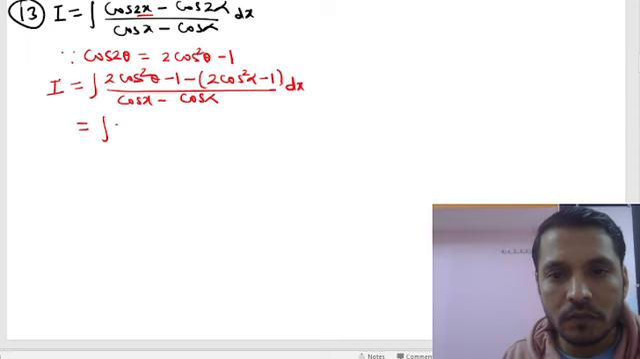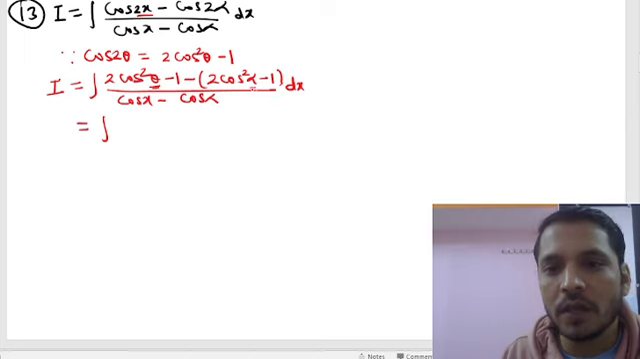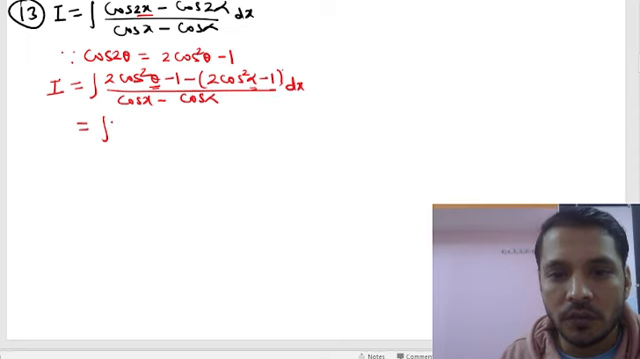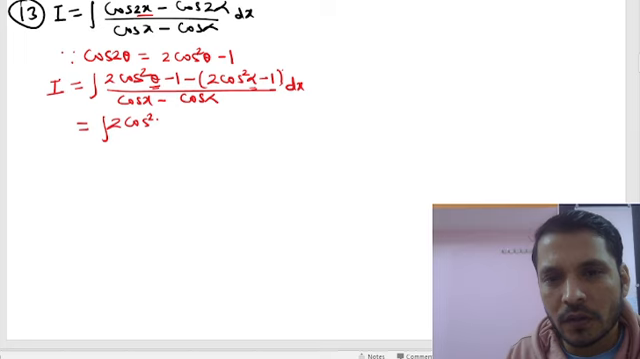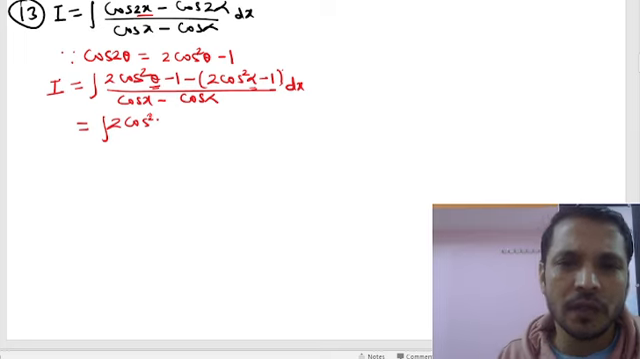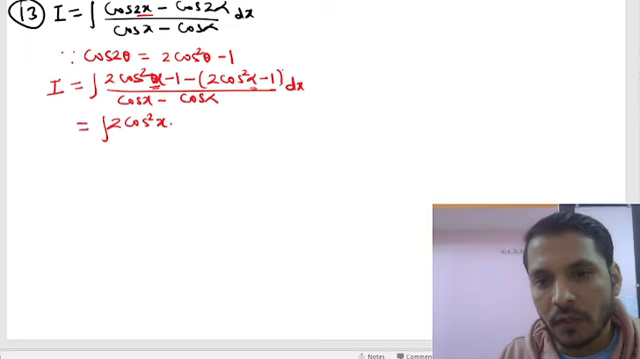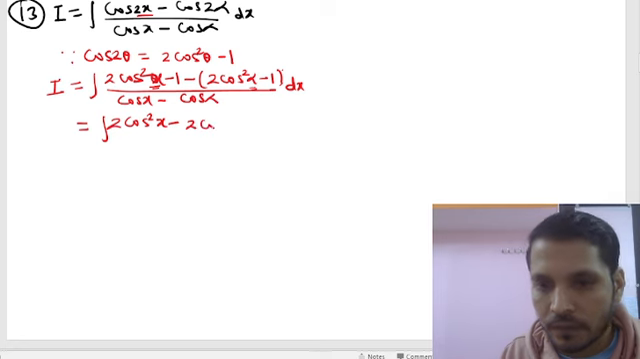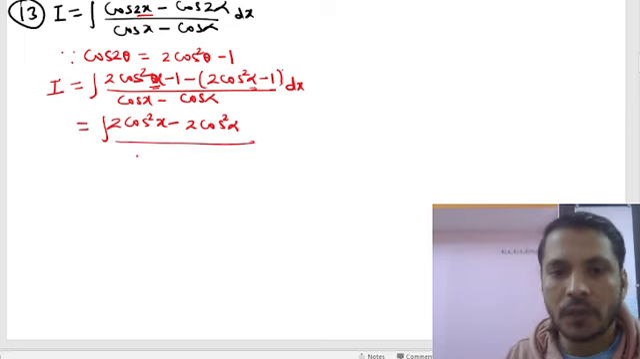Will it get cancelled out? No, because the angle part is different: it is theta and this is alpha, so we cannot cancel, we will write it as it is. But 1 and this 1 will get cancelled out. Here actually we have x, so in place of theta we should write x. So it will become 2 cos square x minus 2 cos square alpha, divided by cos x minus cos alpha.